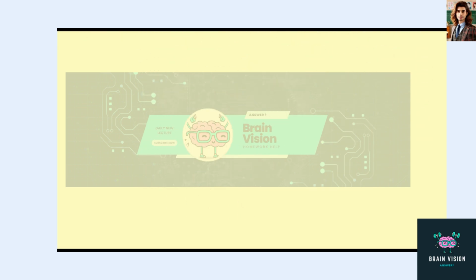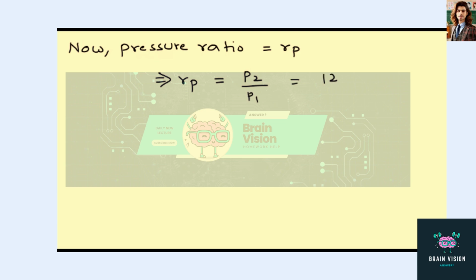Now going forward and solving further, we can write pressure ratio is equal to Rp, and Rp is given by P2 by P1. So putting the value of P2 as well as P1 here and solving it, we get the value of Rp.